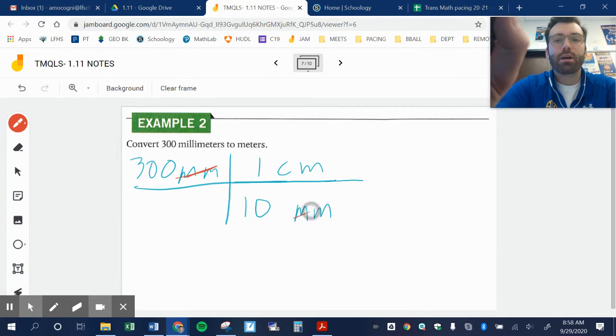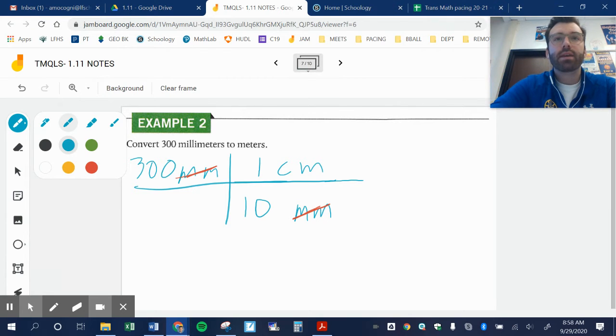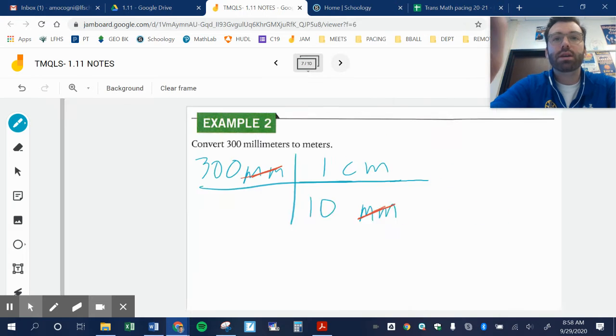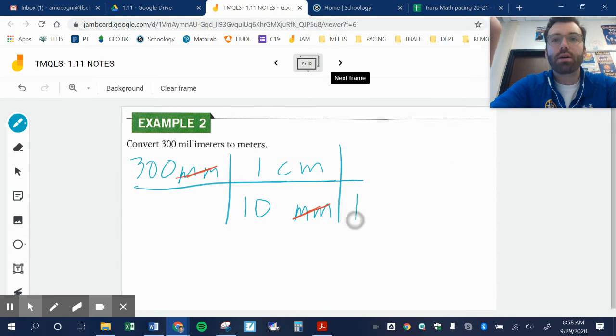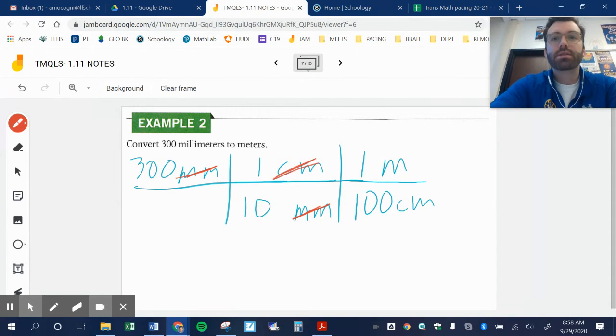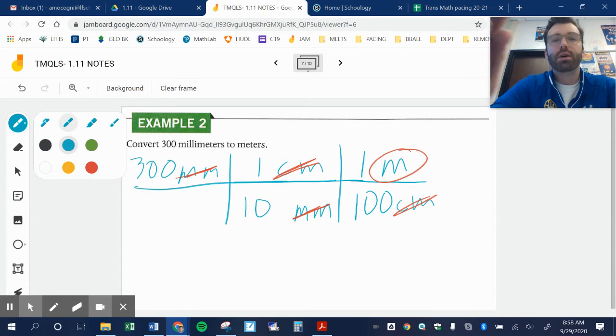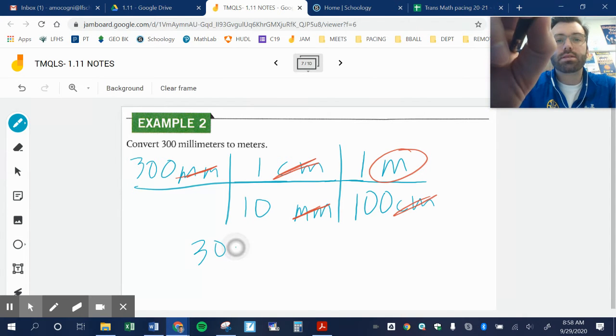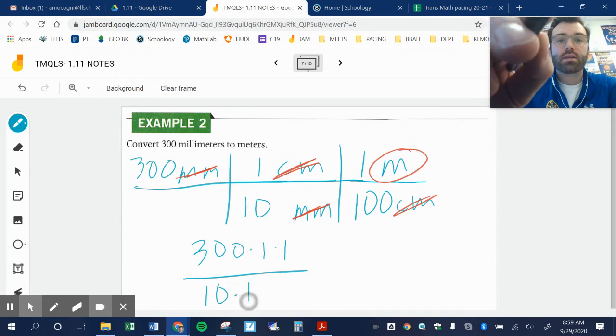Millimeters cancel out, so now I'm in centimeters. I want to get to meters, and I know that there are 100 centimeters per 1 meter. So I'm going to convert one more time: 100 centimeters in 1 meter. So my centimeters cancel, and I'm left over with meters, which is what I want. So I'm going to multiply straight across the top, 300 times 1 times 1, and multiply straight across the bottom, 10 times 100.